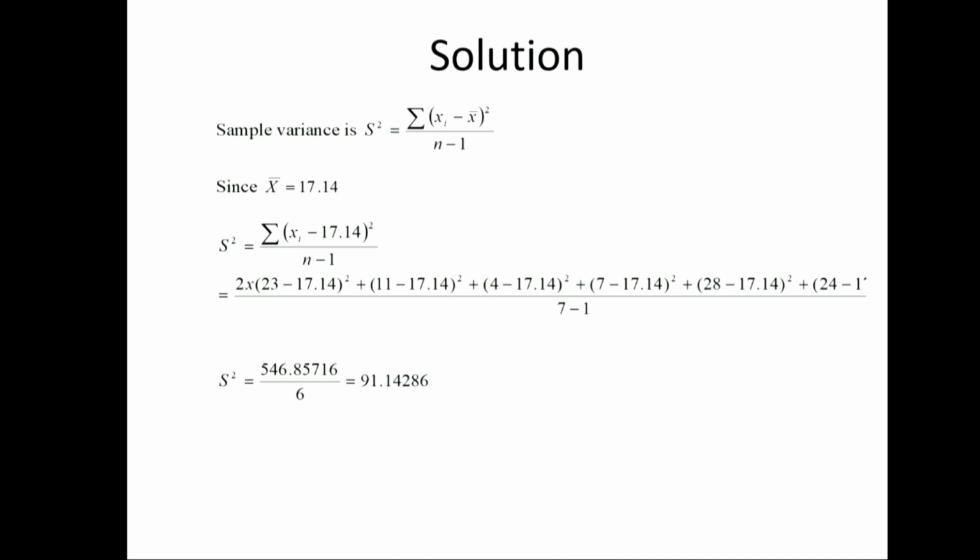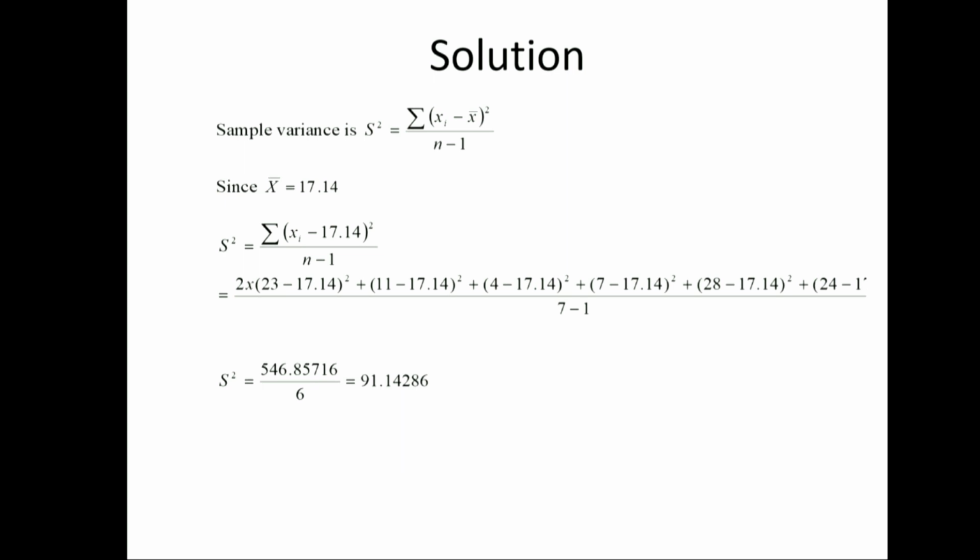Since we have done the upper one before, that is just 546.85716. Rather than dividing it by 7 as we did under population variance, we are now going to divide it by 6. And that will give us 91.14286. And we revert to that as the sample variance.